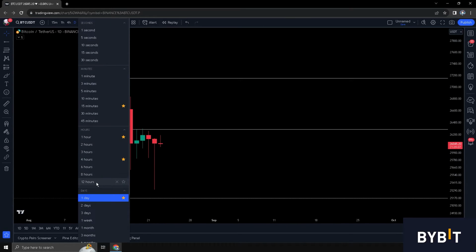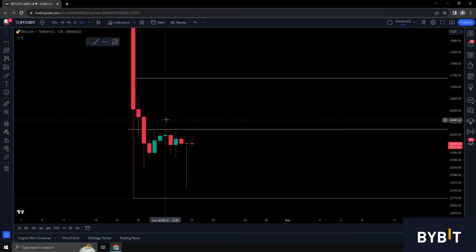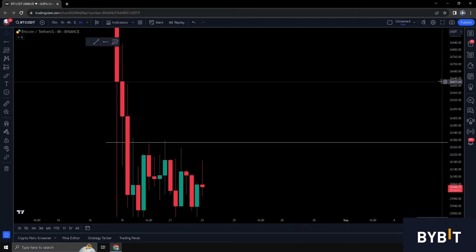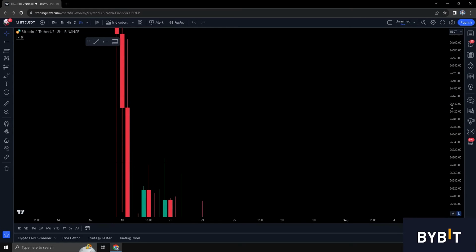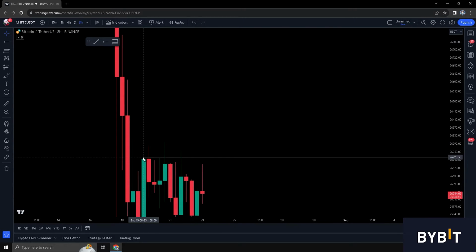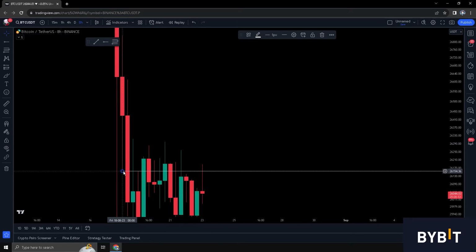So I could go to the 12-hour chart, it's perfectly fine here. I could go to the 8-hour chart, and I could start to see some more detail into it. I could see that I could mark this as the mid-range as well.